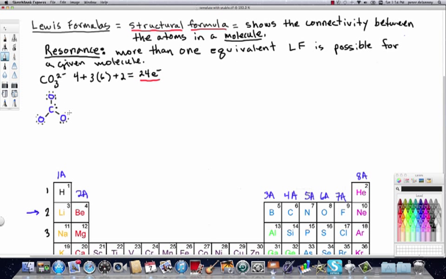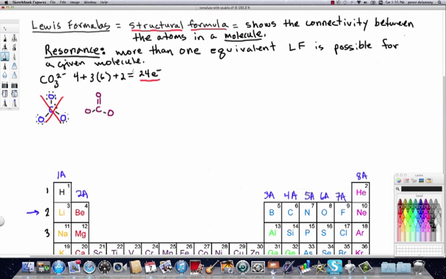So let's do our count. So we have 2, 4, 6, 8, 10, 12, 14, 16, 18, 20, 22, 24, 26. So the structure is wrong. All right, now let's go ahead and we'll redo it. So here's my carbon, here's my oxygens. All right, whoops. And I'm going to go ahead and double bond up one of the oxygens. All right, and we'll go ahead and get the bonding done with the other ones.